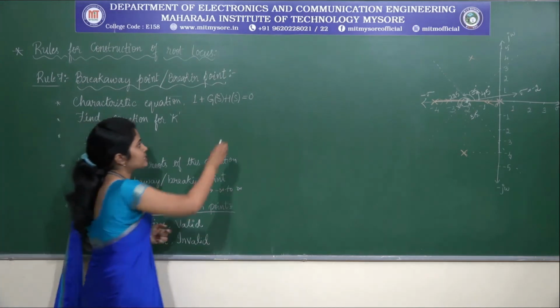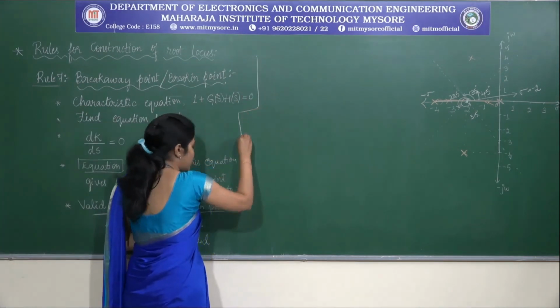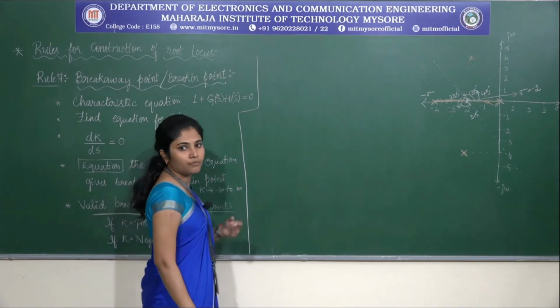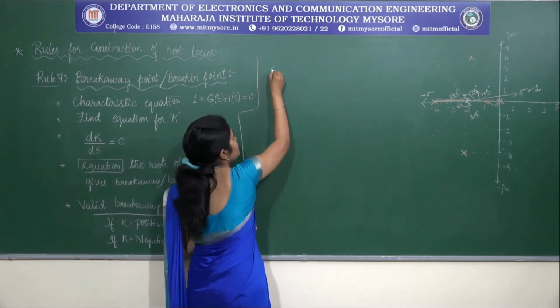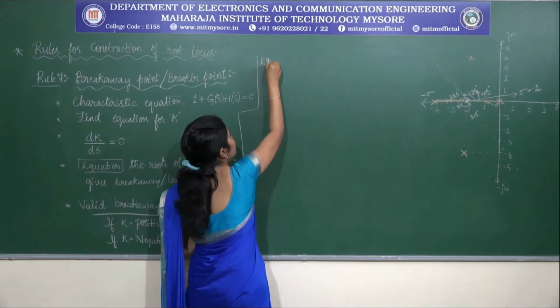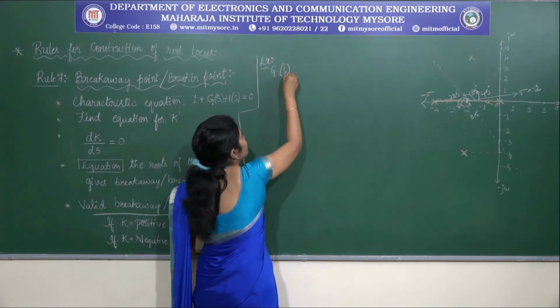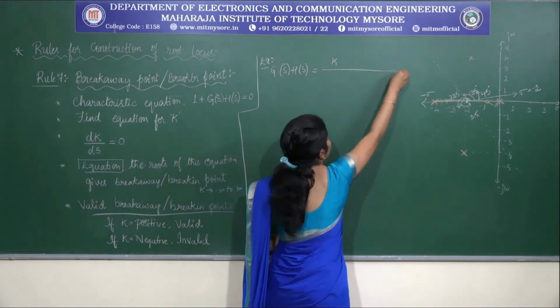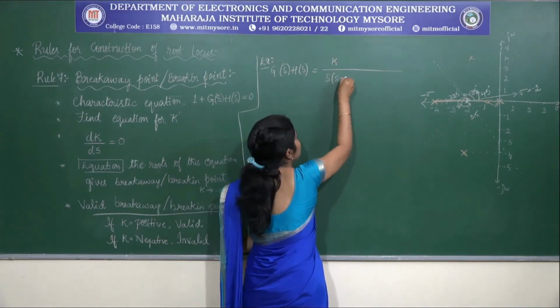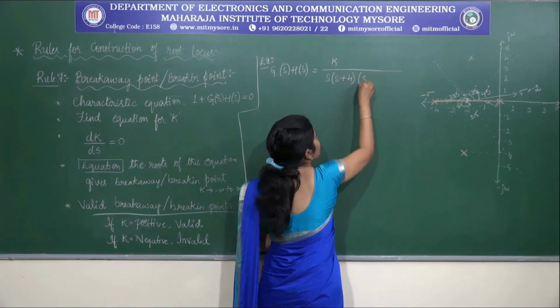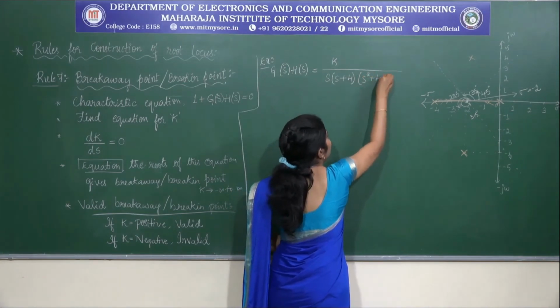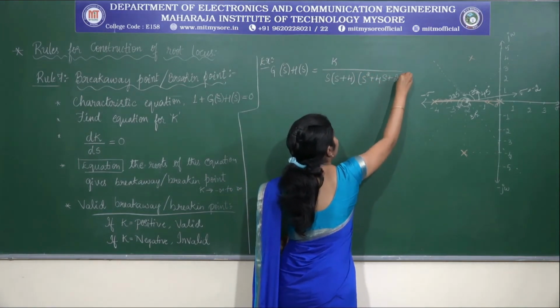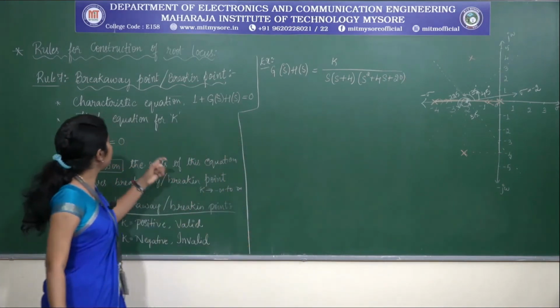Now let us take an example, and we will find out what the breakaway points are. The example which we have taken is g of s into h of s, which is equal to k divided by s into s plus 4 into s square plus 4s plus 20. Clear? Now what is the first step?